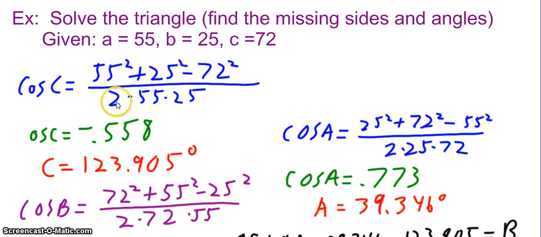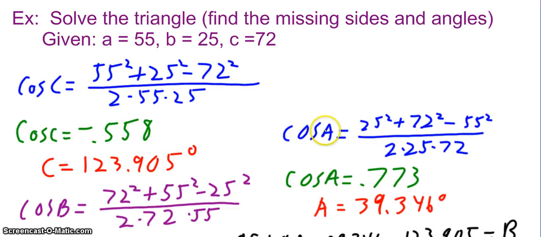Alright, so here I chose to find angle C first. So I did cosine of C is 55 squared plus 25 squared minus 72 squared over 2 times 55 times 25. The most difficult part about the law of cosines is typing things into your calculator correctly. Alright, so cosine C. If I type this into my calculator correctly, I get negative 0.558. Cosine inverse is 123.905 degrees.